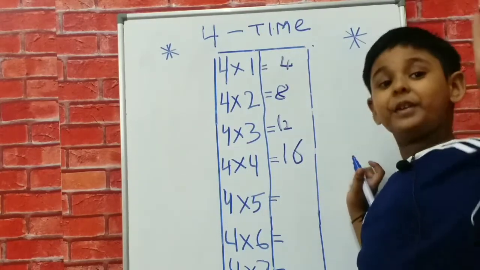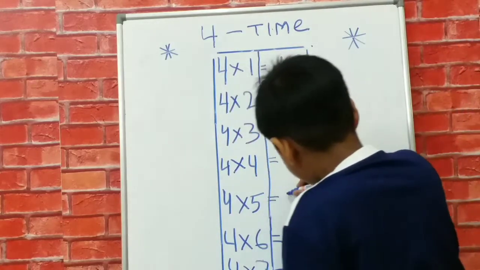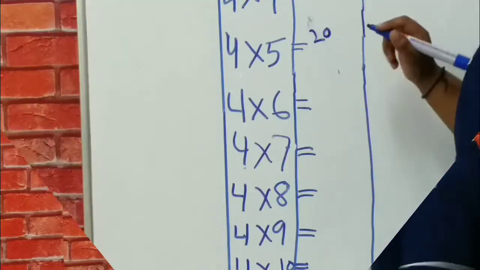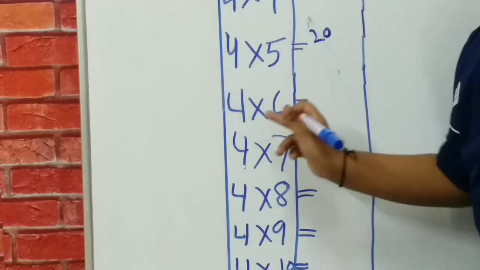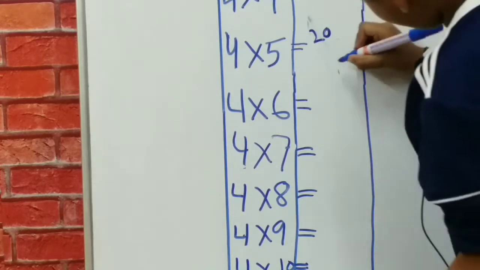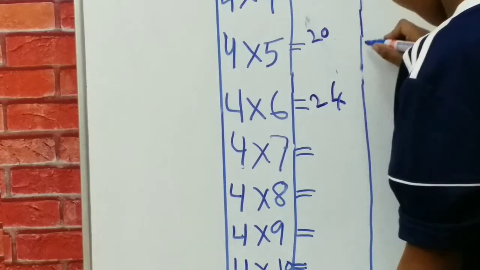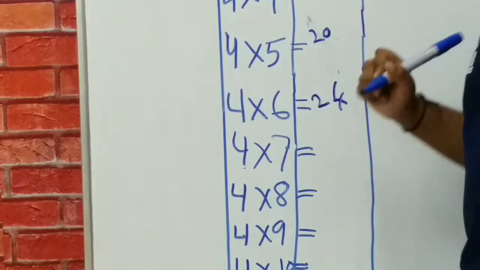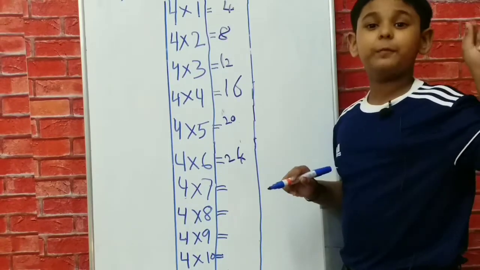Four times five is equal to 20. Now four times six is 24.